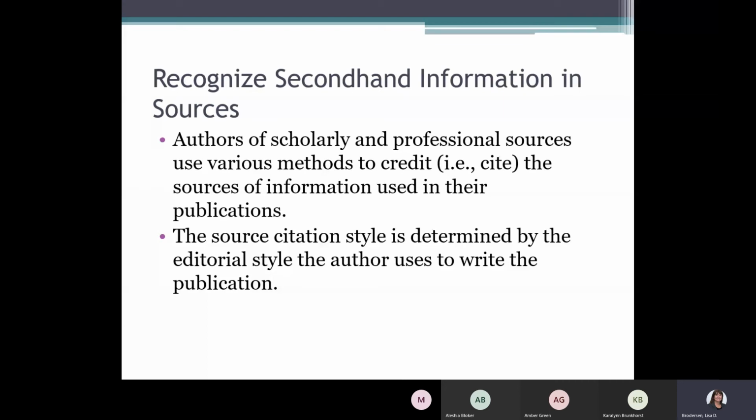Okay, so you need to recognize secondhand information in your sources. Avoiding the secondary source citation requires that you do that, and you should be able to see that the information that's credited to other sources is going to be denoted by a citation. All right. And that citation style is going to be determined by the editorial style the author used to write the publication.